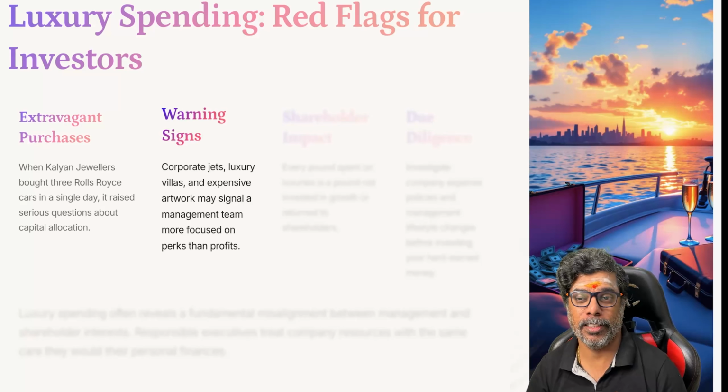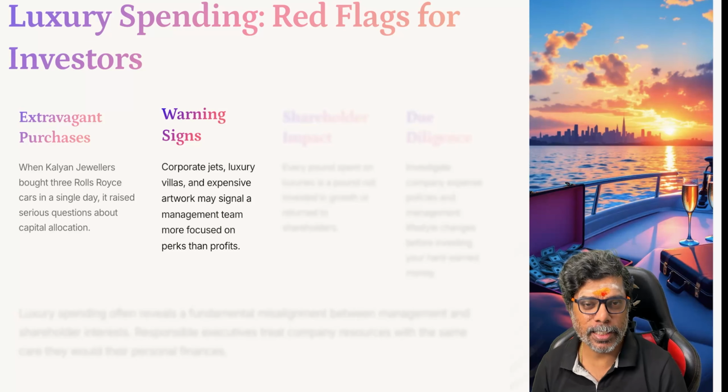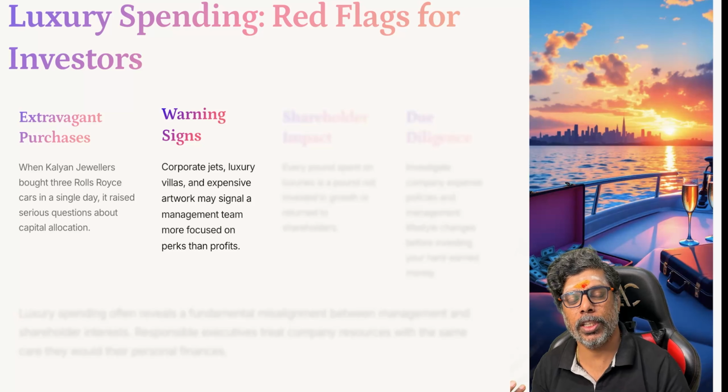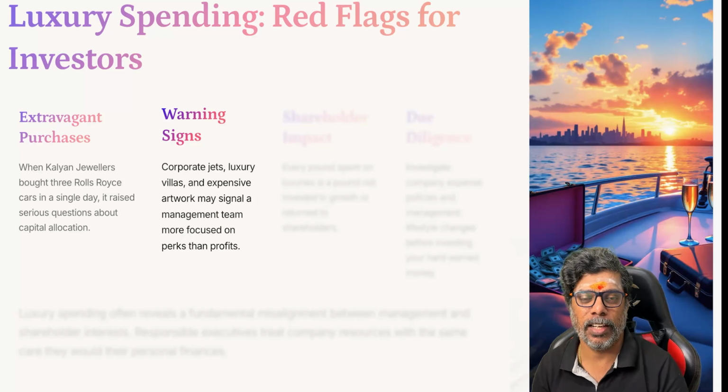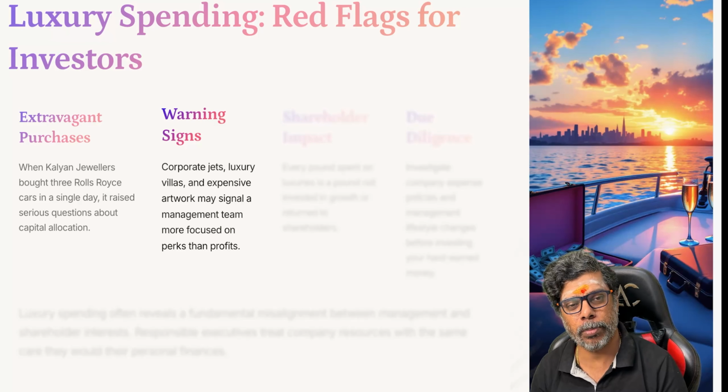Kalyan Jewelers, they bought Rolls Royce, they bought luxury villas and expensive artworks, corporate jets, right? So people are buying like this. So why are they buying? They'll buy property in Switzerland or Venice or some other country, saying that it's a guest house in the name of the company. But who is going to enjoy that? Promoters are going to enjoy that. With our invested money, they are having a lavish life. So that is very important to check.